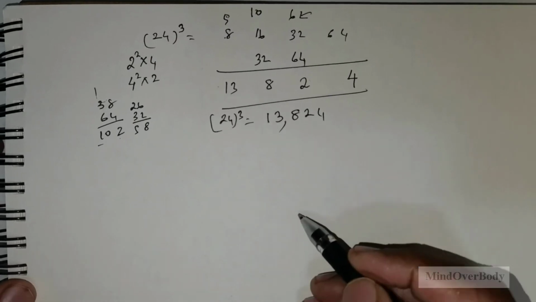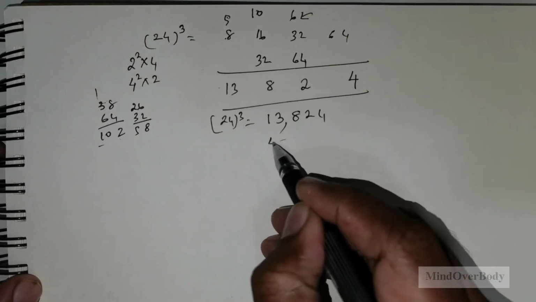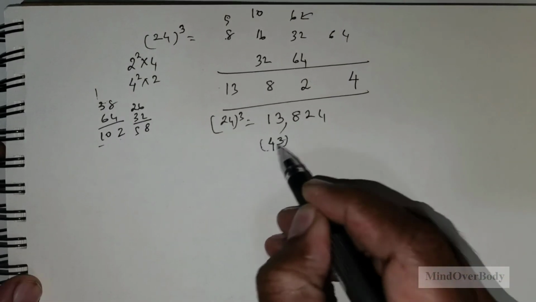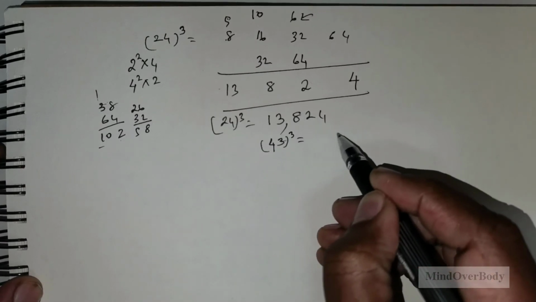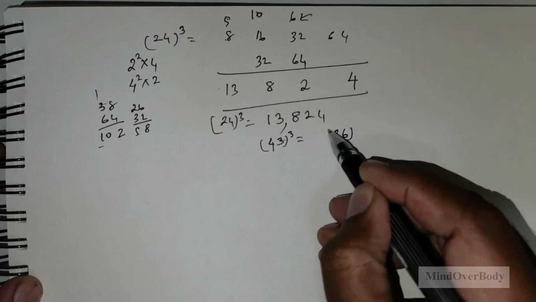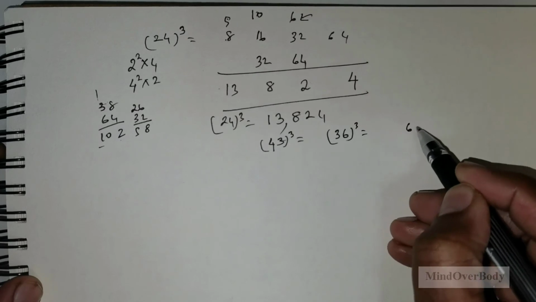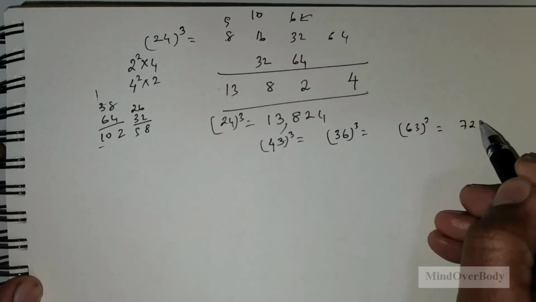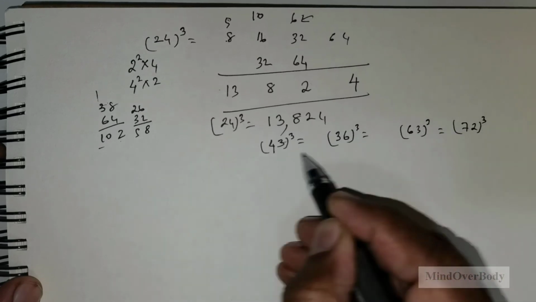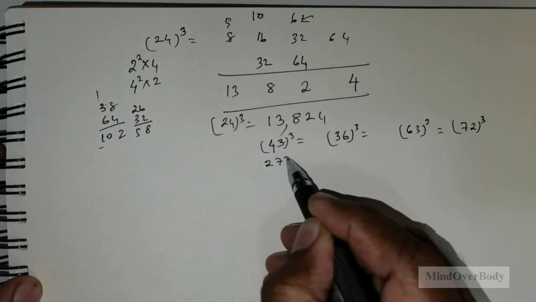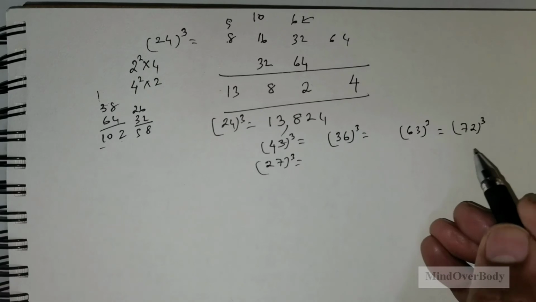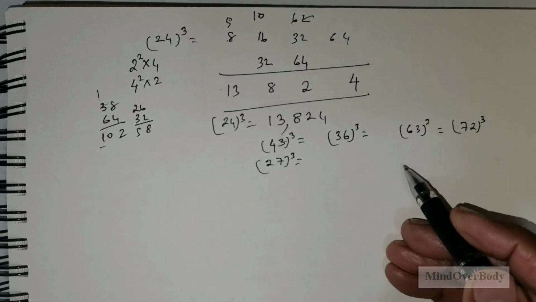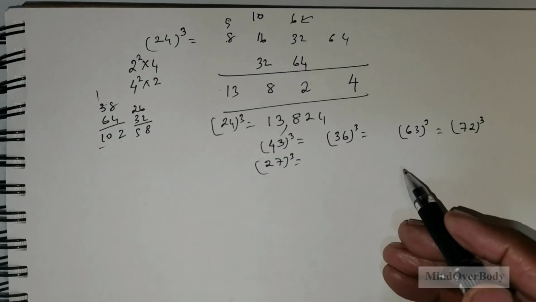Now what I want you all to do is find out what happens when you cube 43. What happens when you cube 36? What happens when you cube 63? What happens when you cube 72? What happens when you cube 27? So find out these values along with the time and enter your information in the comment box.